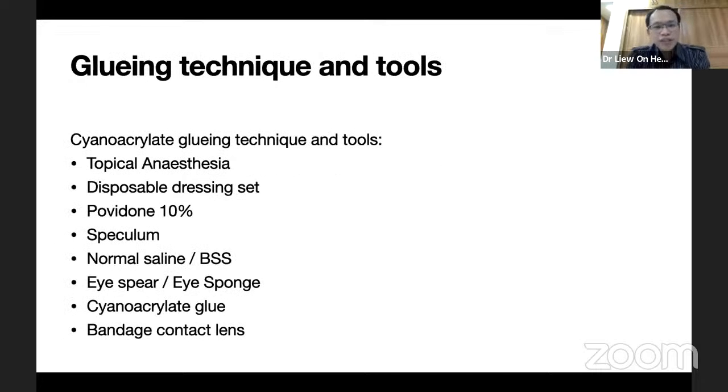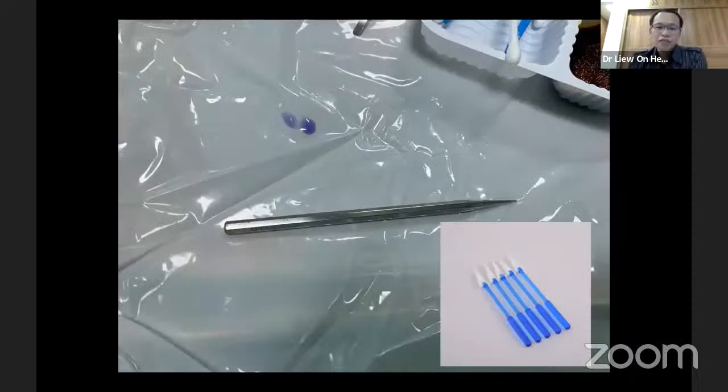The gluing technique is pretty simple. What you need is topical anesthesia and a disposable dressing set, povidone iodine 10% to clean up the eye, and a speculum to open up the eyelid, with normal saline or BSS to rinse the fornix and clean the ocular surface. Then use an eye spear to dry up the perforation site, and deliver the cyanoacrylate glue with the eye spear. At the end, put a bandage contact lens on top of the gluing site. So this is my setting, pretty simple.